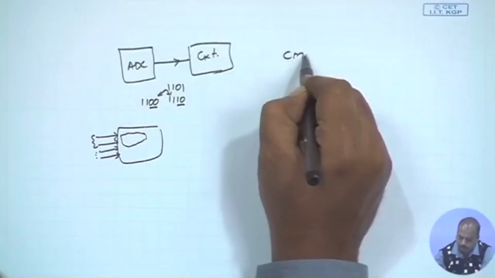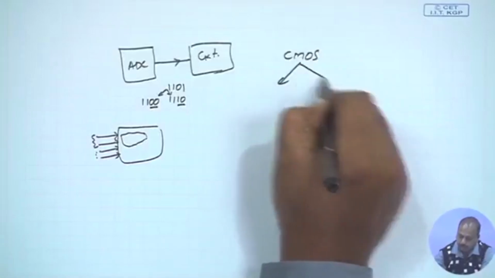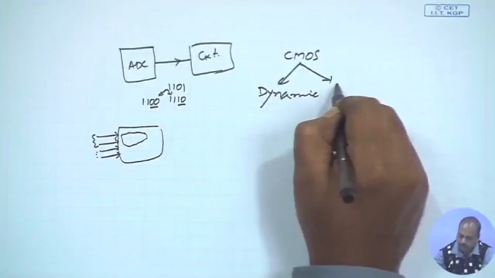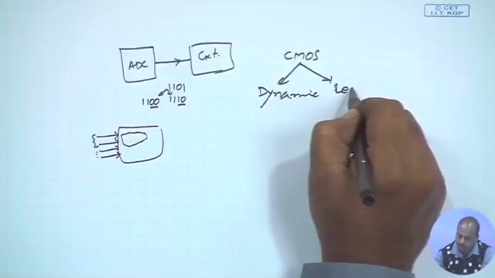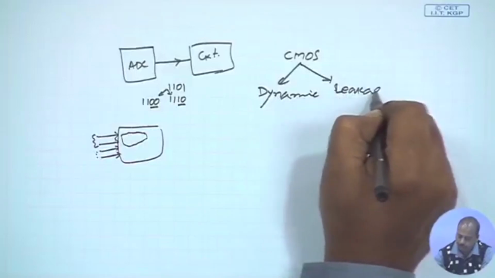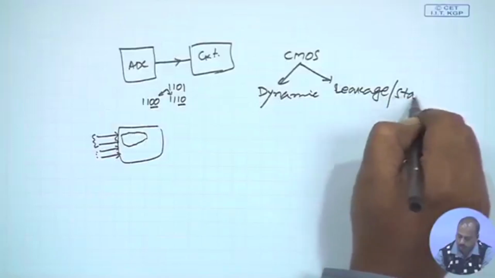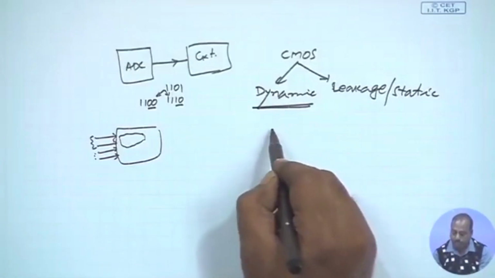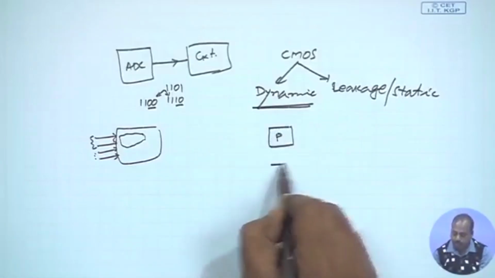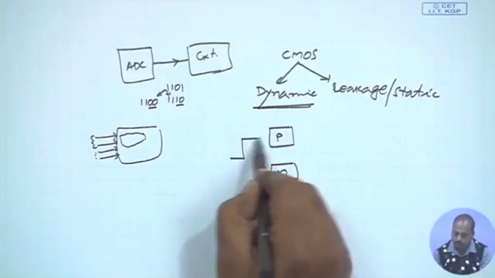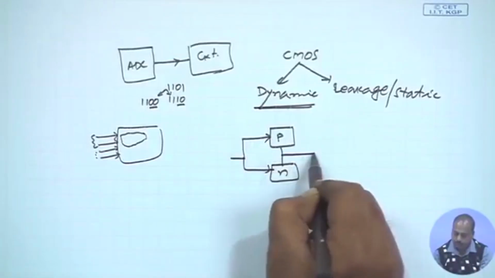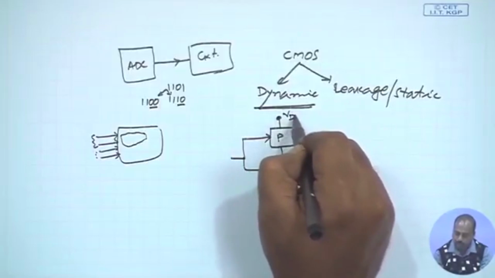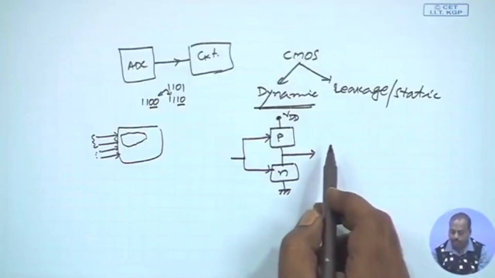So in CMOS we have got 2 types of power consumption. One is known as dynamic power, and the other one is known as leakage power or static power. This dynamic power consumption comes when the output switches. Any CMOS circuit can be considered as a P network and an N network. The input is fed to both of them, output is taken from the middle. The N network is grounded, and this is the VDD supply. So this is the static CMOS type of design.